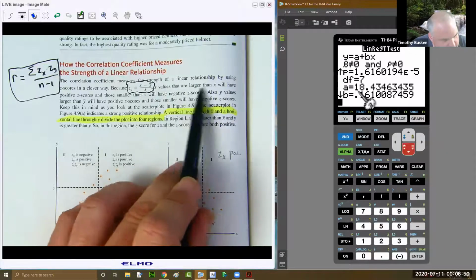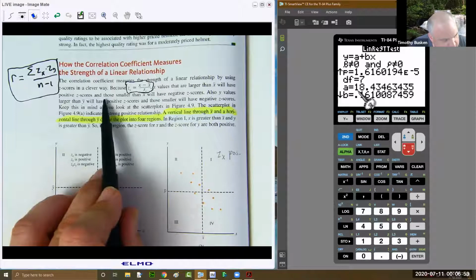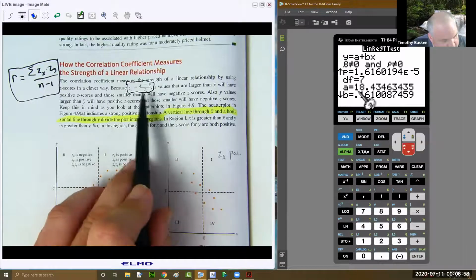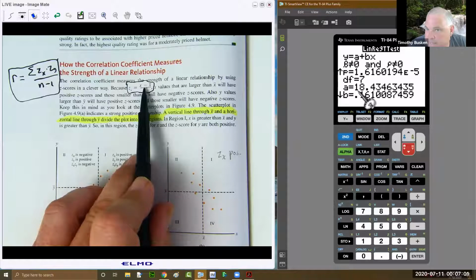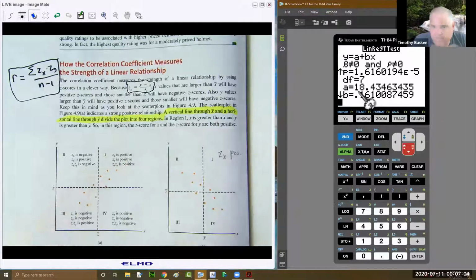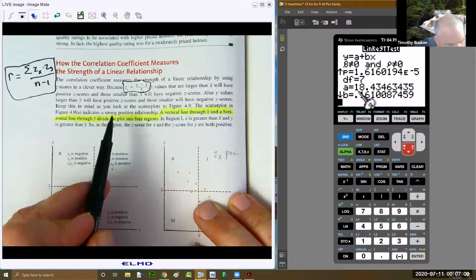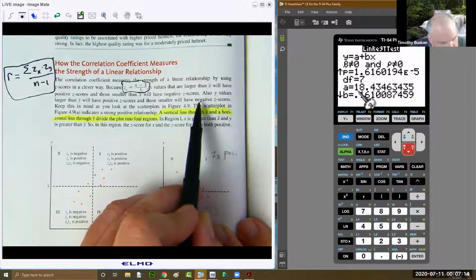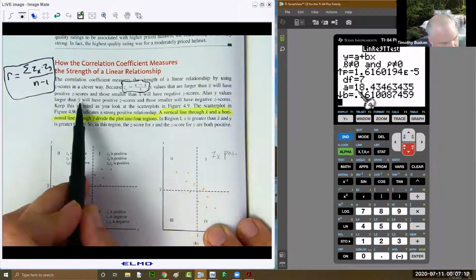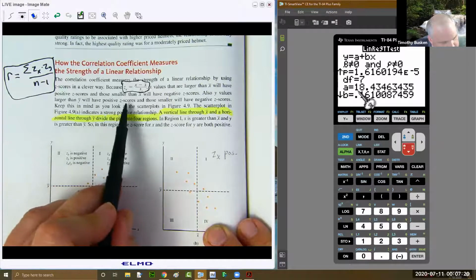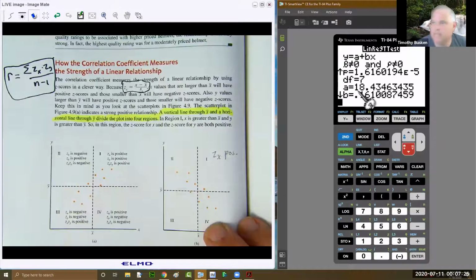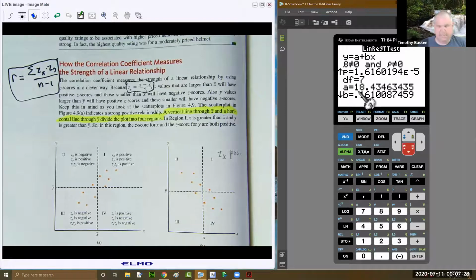So x values that are larger than x bar will have positive z-scores, and if you have x values smaller than x bar, they'll have negative z-scores, because the numerator in this formula will be negative. The denominator is positive. You're going to divide a negative by a positive, so you're going to get a negative. The same thing can be said for y values and their z-scores. Y values larger than y bar will have positive z-scores, and those smaller will have negative z-scores. So keep this in mind when we inspect this plot down here.